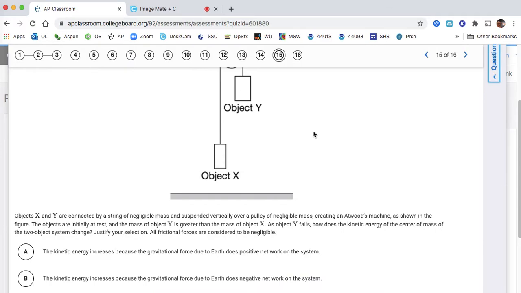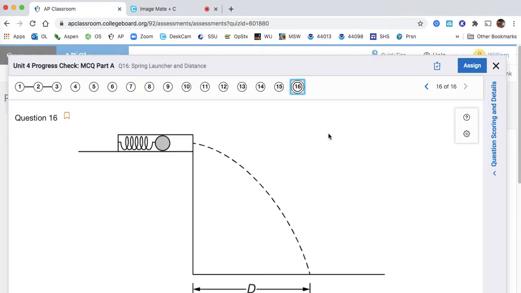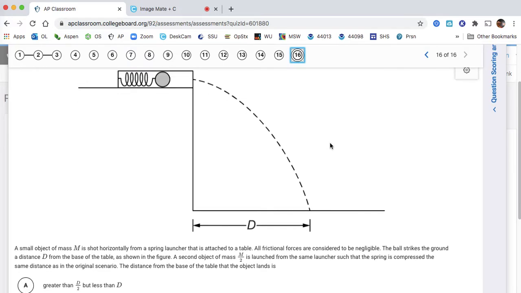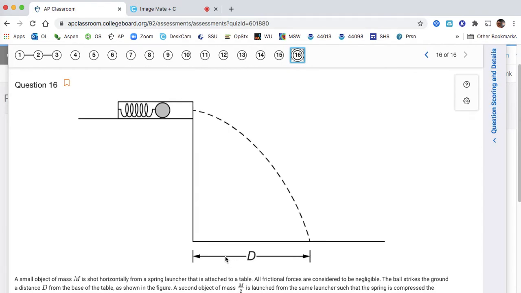Indeed. And number 16. Okay, this one I drew. A small object of mass m is shot horizontally from a launcher that's attached to a table. Friction is negligible. The ball strikes the ground some distance from the base as shown above. And a second object with half the mass, m over 2, is launched from the same launcher such that the spring is compressed the same distance as in the original scenario. The distance from the base of the table is, okay.